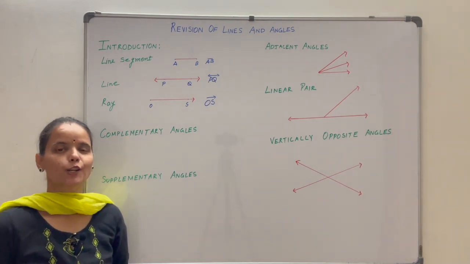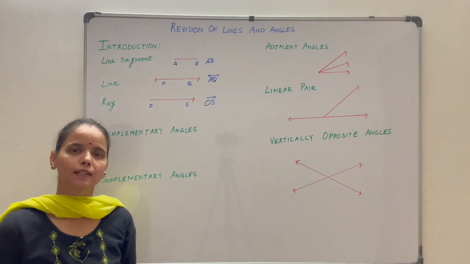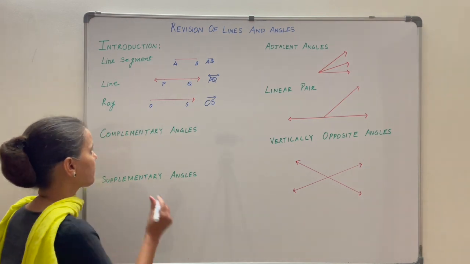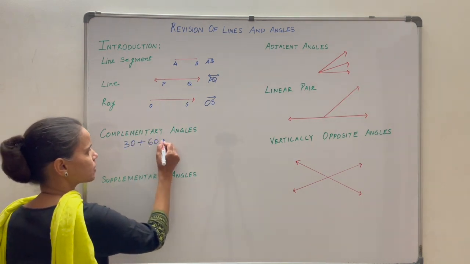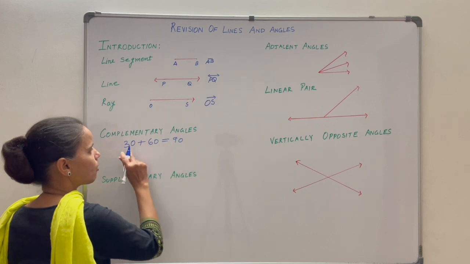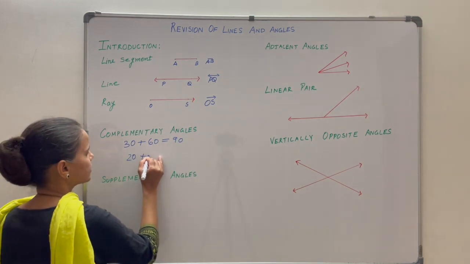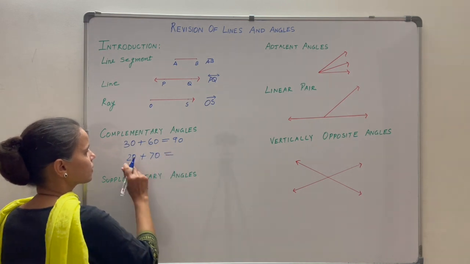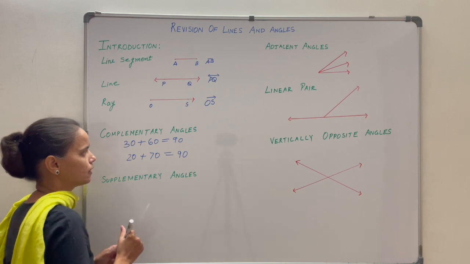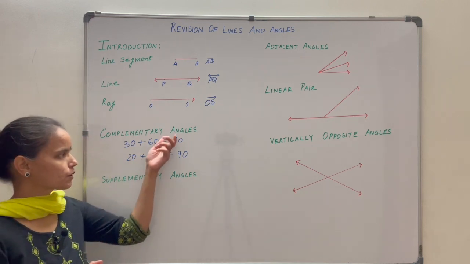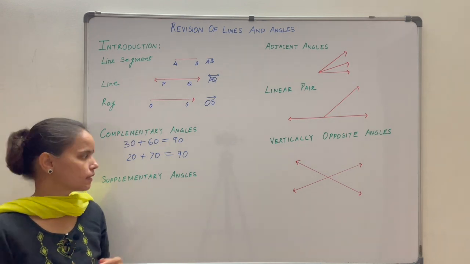Complementary angles. Complementary angles are the angles whose summation is equal to 90 degrees. For example, 30 and 60. Their summation is 90 degrees. So they are complementary angles to each other. 20, 70. They are complementary angles. Their summation is 90 degrees. So a pair of angles whose summation is 90 degrees are called complementary angles.